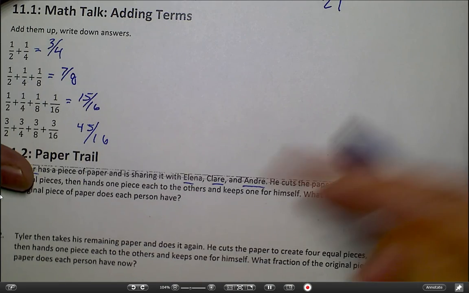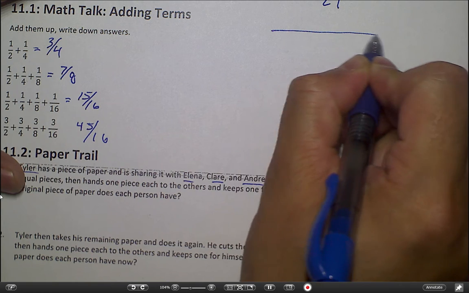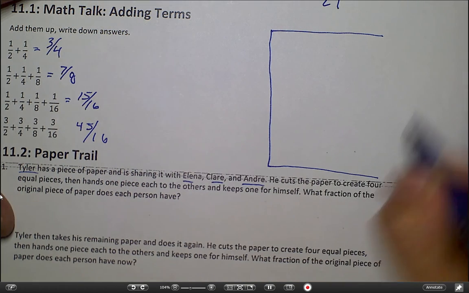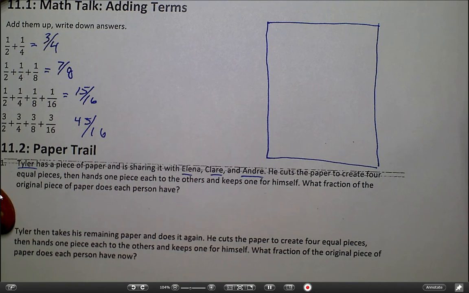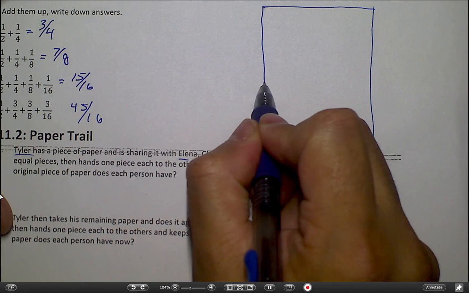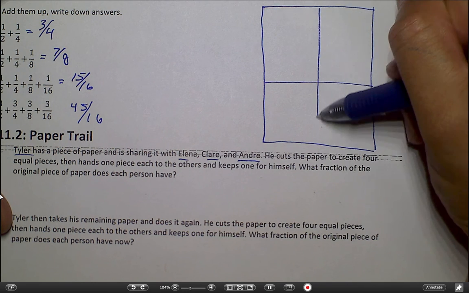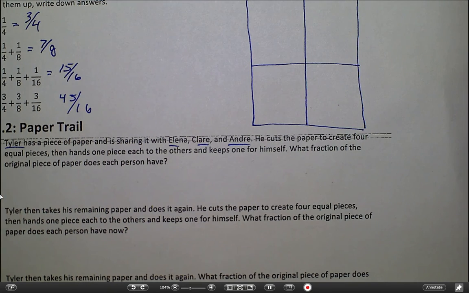Okay, yeah, so watch this. So I'm going to sketch this. There we go. So we're going to have a nice little sketch right here. 4 equal pieces. Now, first, we have 2 different categories.